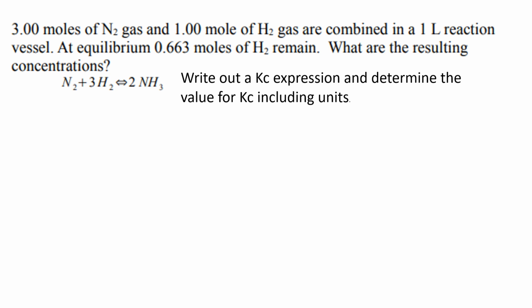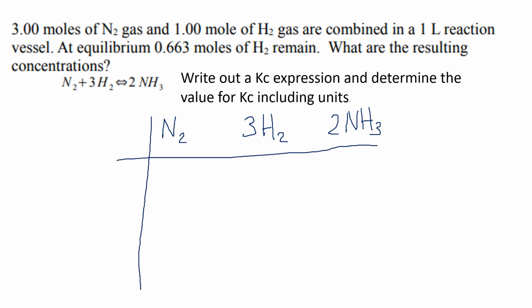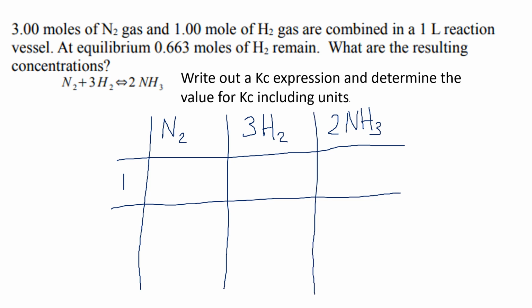Okay, so now we've got an equilibrium expression. We need to do an ice table, same as before. So your first column, nitrogen. Second column, 3 lots of hydrogen. And then 2 lots of NH3. And then your first row is I, where I is the initial moles before equilibrium is reached. C is for the change. And E is for the equilibrium number of moles.